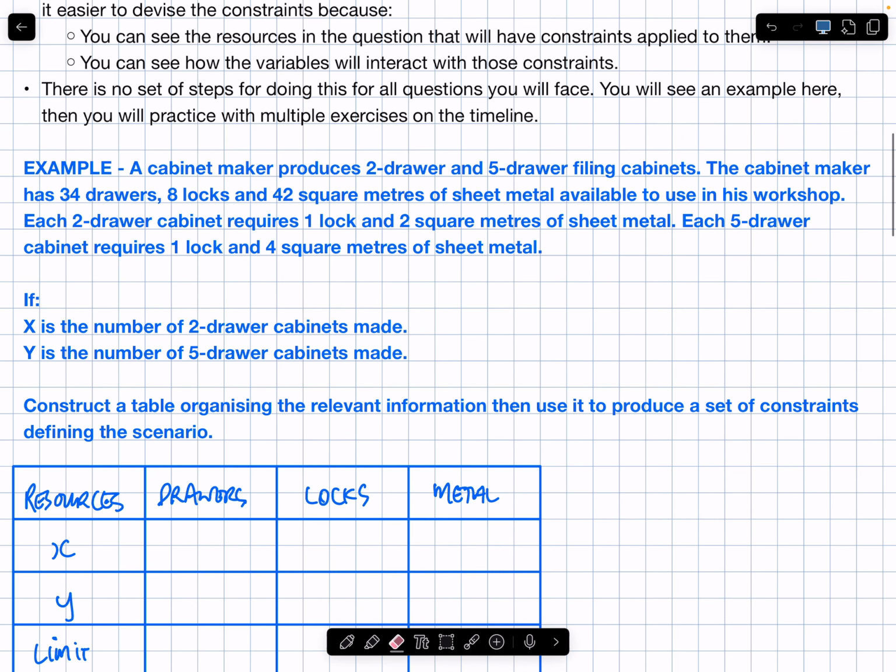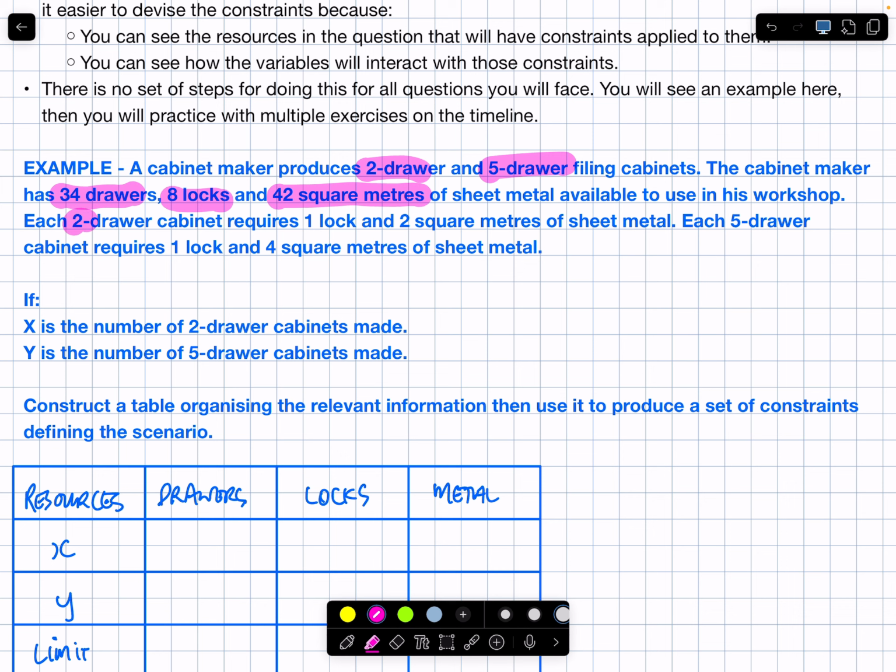So what's the situation? I have a cabinet maker. He produces 2-drawer and 5-drawer filing cabinets. The cabinet maker has 34 drawers to use. That's his resources. I've got a limited amount of drawers in the back. I've got 8 locks to use, and I've got 42 square meters of sheet metal available to use in the workshop. So you can see the remainder of this tells you how much resources each cabinet uses.